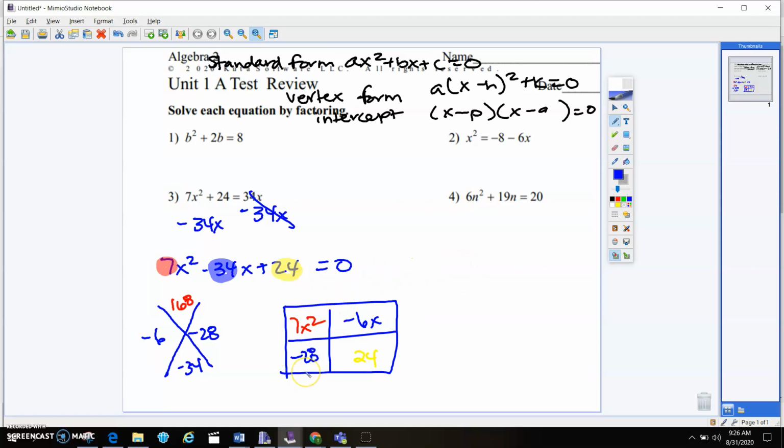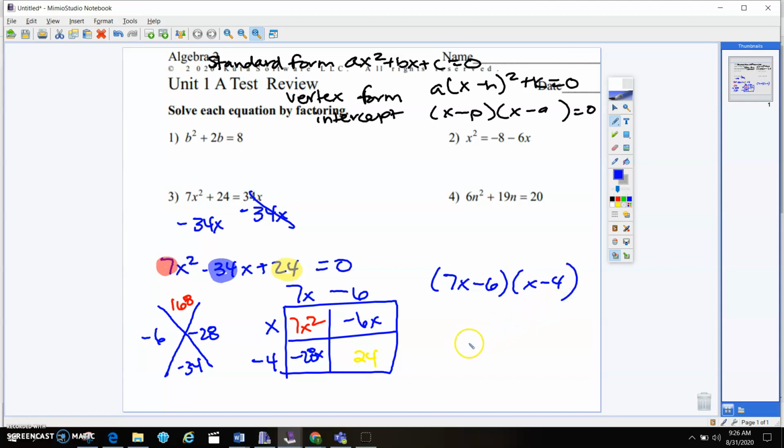And I'm going to pull the greatest common factor from the rows and columns on this one. So I'm going to have 7x come out here. Negative 6 comes from here. X comes from here. And negative 4 comes from here. Okay, so I should get 7x minus 6 times x minus 4.